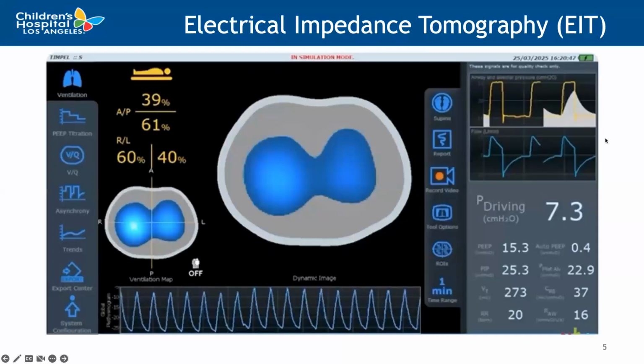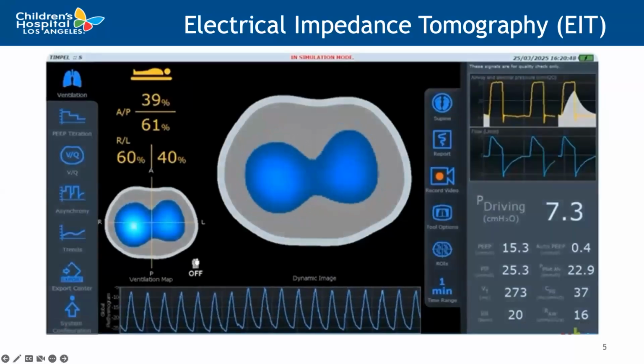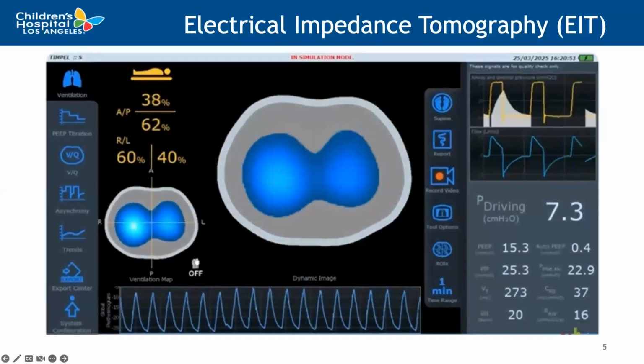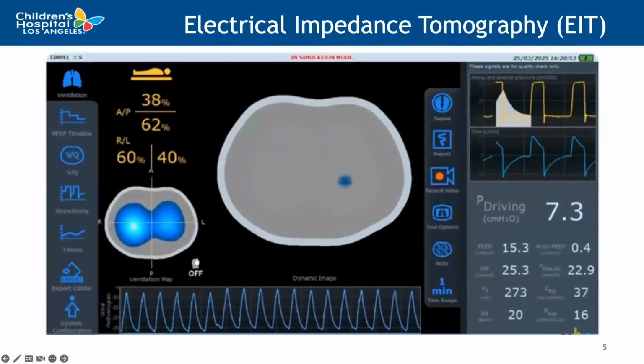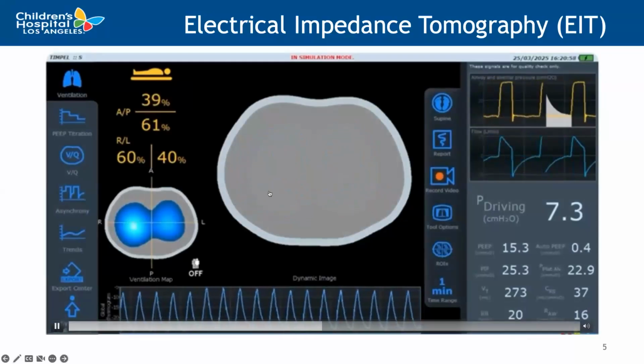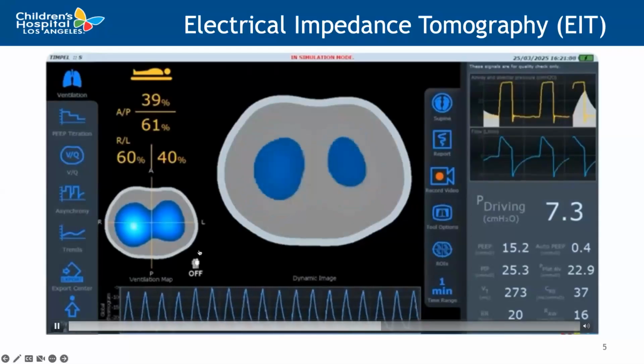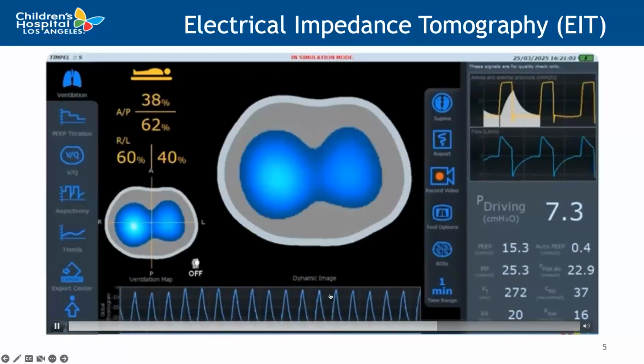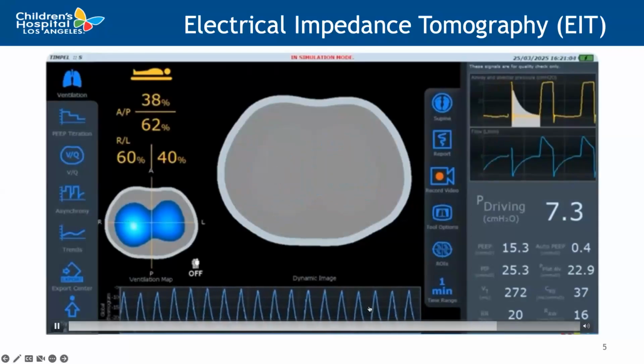Here's a simulation video of what you would actually see at the bedside in real time. So again, you have the dynamic image in the center of your screen. You have the various lung mechanics on the right side of the screen, which are coming from the flow sensor. And then you have that tidal image, which is the average over the last several breaths with the plethysmogram and the impedance at the bottom.